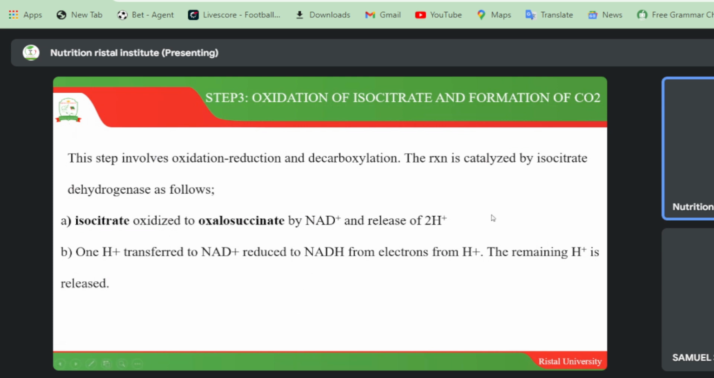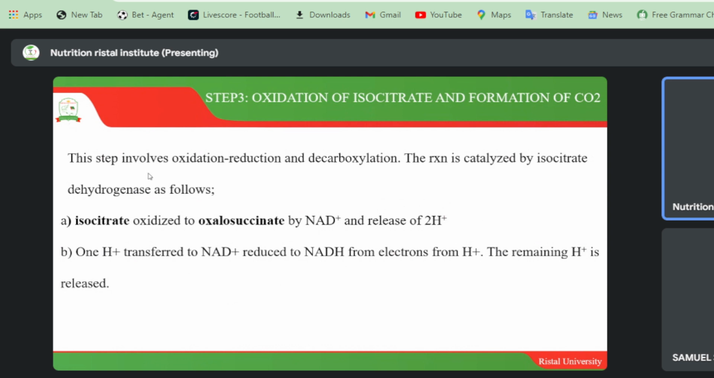And the reaction is catalyzed by isocitrate dehydrogenase as follows. First, isocitrate is oxidized to oxalosuccinate by NAD, and then it will release 2 hydrogen atoms, and this is where we also form one of the NADH. So one hydrogen, which is a proton, we shall call it proton. You will definitely find it in the electron transport chain. Let's just keep a keen follow-up of this.